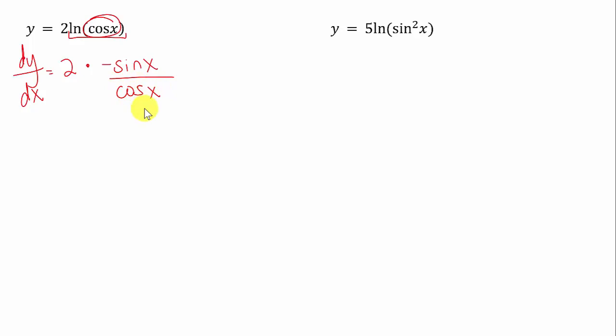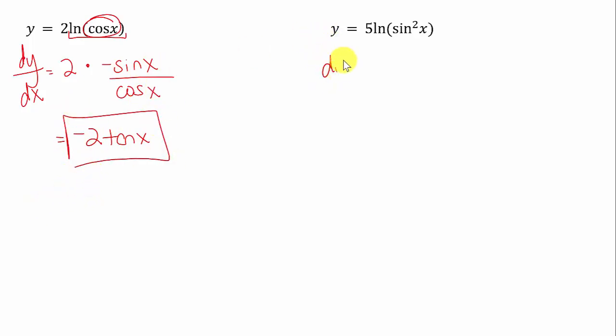Now, again, that's my unsimplified form of my derivative. However, I can take this negative and this 2 and write it together because this is 2 times negative 1, so it's negative 2. And then you could leave it sine x over cosine, but we should know that sine x over cosine x is tangent x. So this is really the simplified form there, okay?